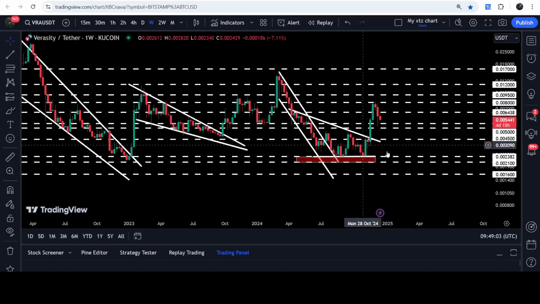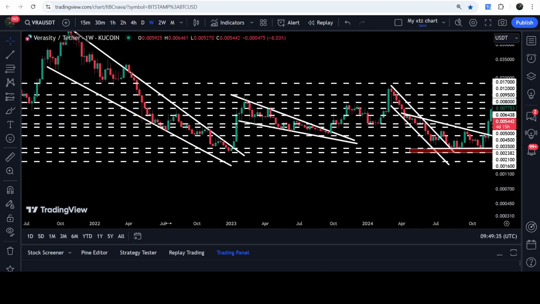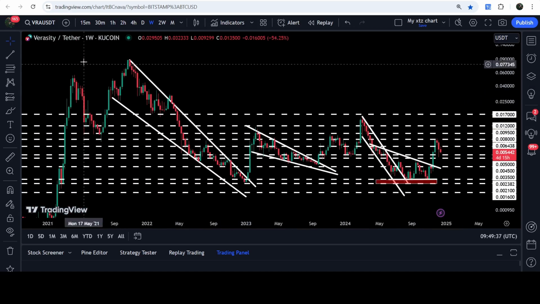By the way, the technical target for the breakout from this channel will be here. That is higher than the target from this descending triangle, which will be here, approximately at 1.6 cents. And in my opinion, if the price reaches there, then it can also hit this long-term resistance of 1.7 cents as well.